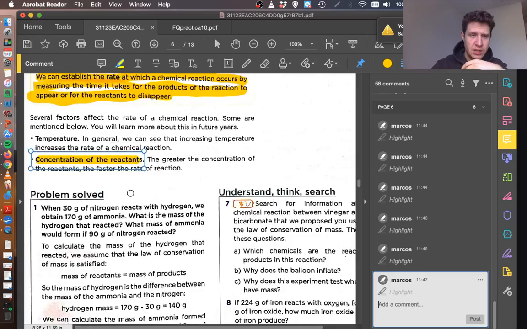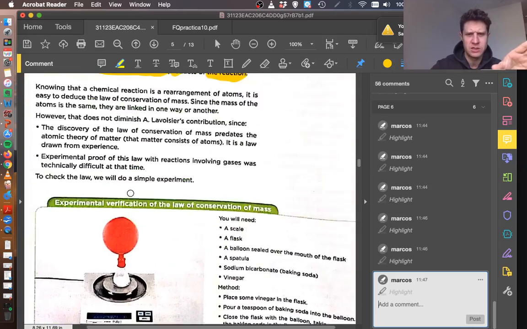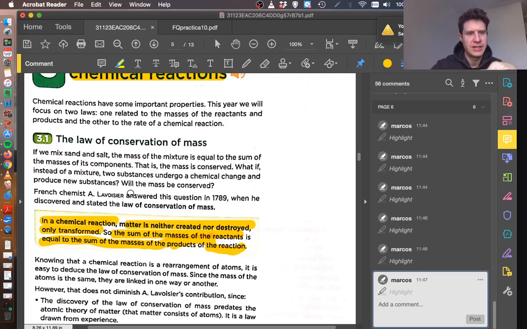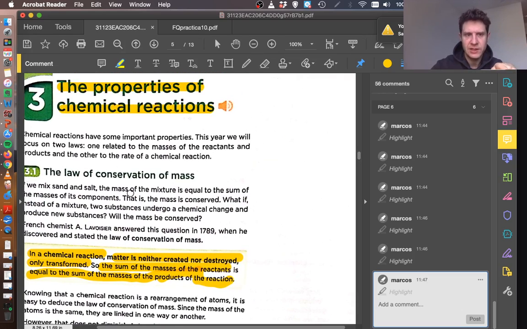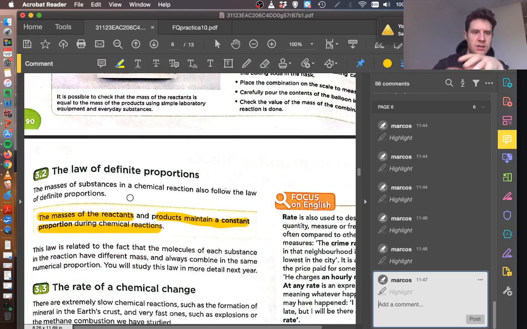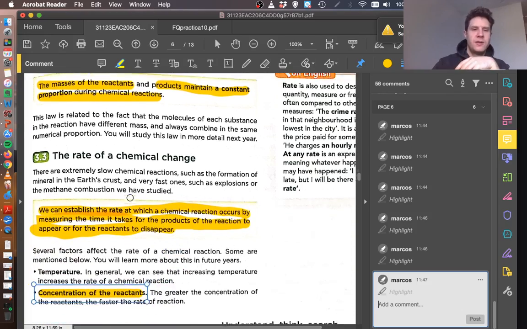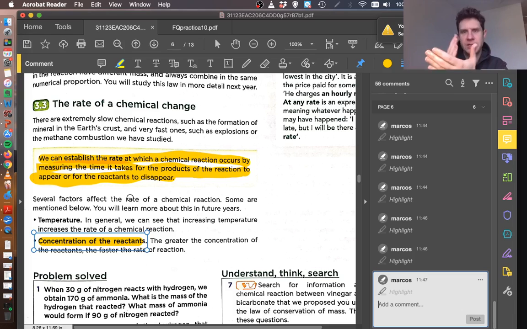Okay, thank you. I think it's very clear. These 3 laws are very simple. I will remind it again. The law of conservation of mass: the same mass as a reactant, the same mass as a product. The law of definite proportions: we have always the same proportions between reactants and the same proportion between products. The rate normally is the same rate. The reaction lasts the same.